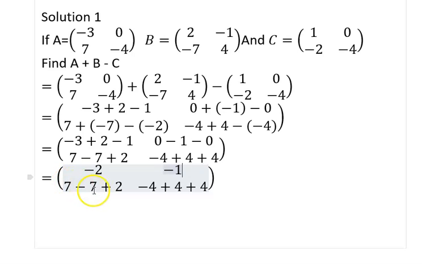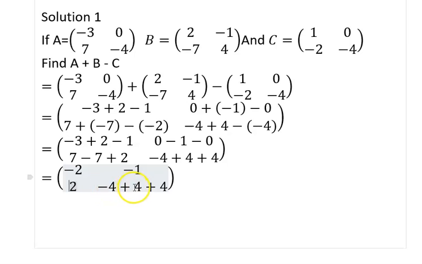7 minus 7 will give us 0. 0 plus 2 will give us 2. Minus 4 plus 4 will give us 0. 0 plus 4 will give us 4. So this is our final answer: minus 2, minus 1, minus 1, 2, 0, 4. Very easy. So you need to be very careful while adding or subtracting the corresponding elements so that you will not make mistakes. Then always put the sign into consideration.